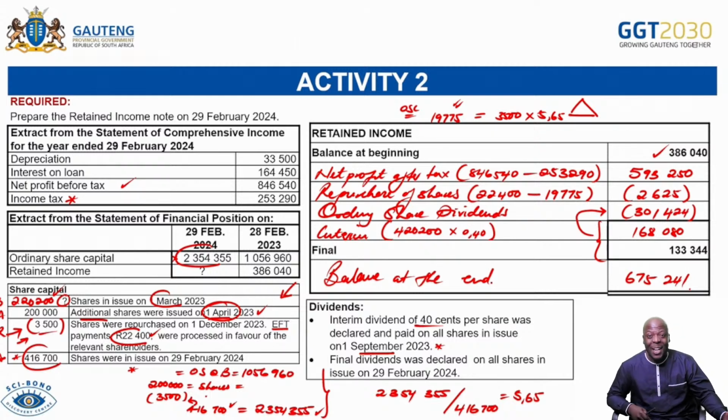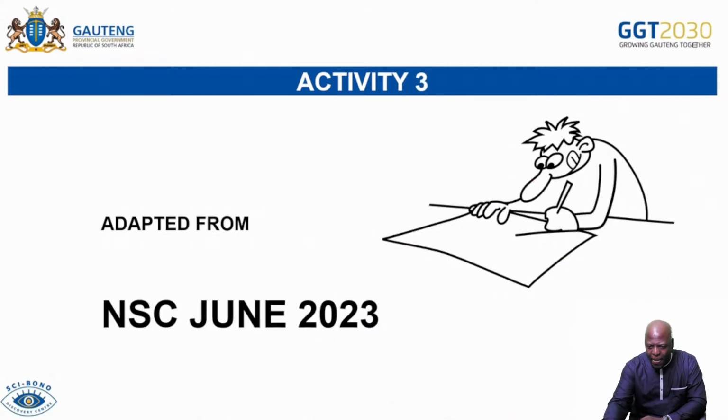Okay. Can I go on to the next one? Okay, I think we have another question that we can do some calculations again. Let's do so. Why not? Activity 3. Are you ready? Okay, I'm ready. Let's do that then.